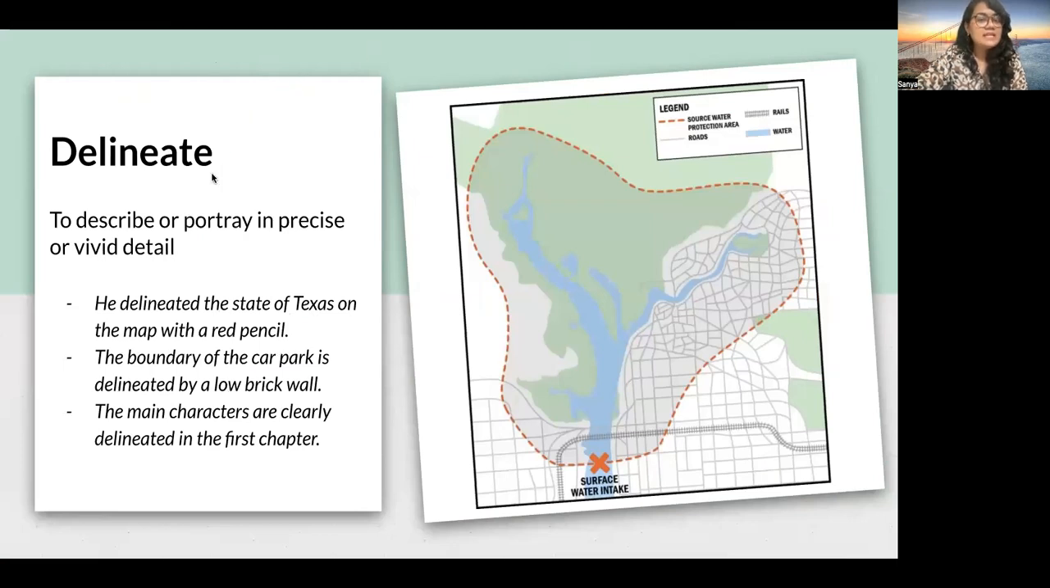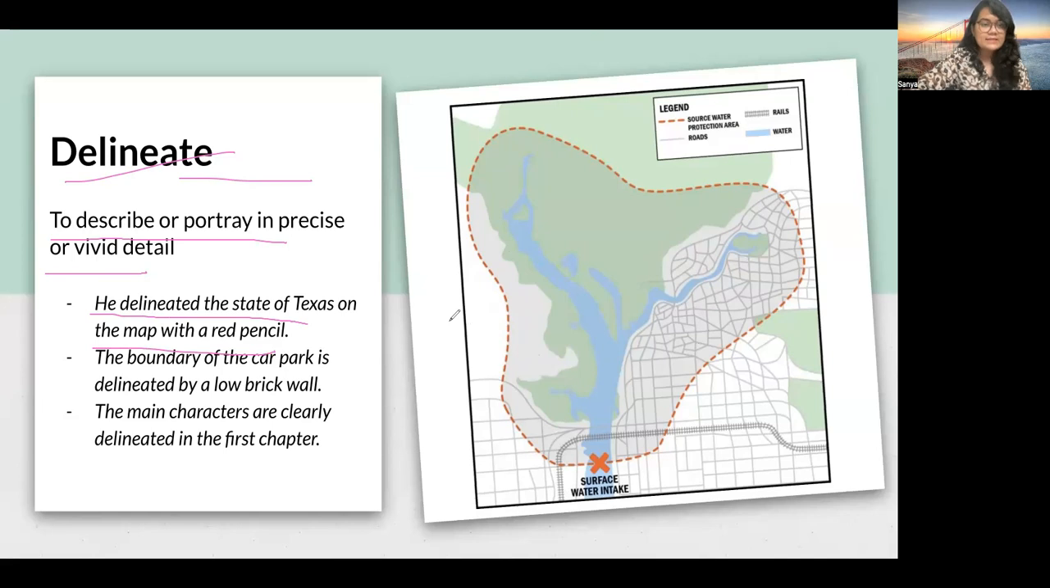Delineate. Delineate means to describe or portray in precise or vivid detail. You can understand by the term linear, a straight line, right? And delineate, that means not a straight line. So describing or portraying something in precise or vivid detail, right? So he delineated the state of Texas on the map with a red pencil. That means he portrayed precisely on the map where the Texas area is, right?